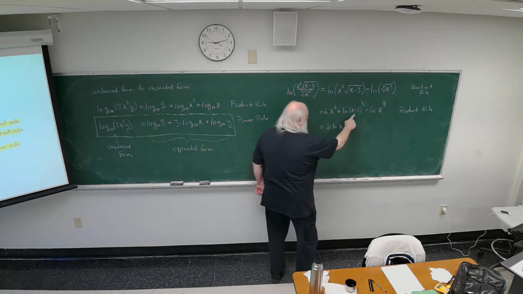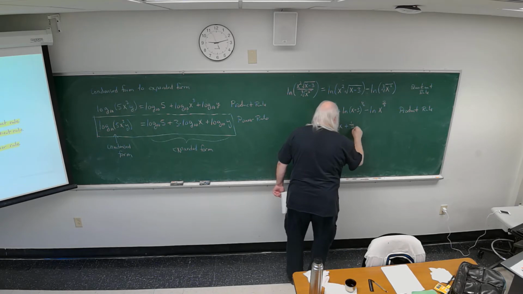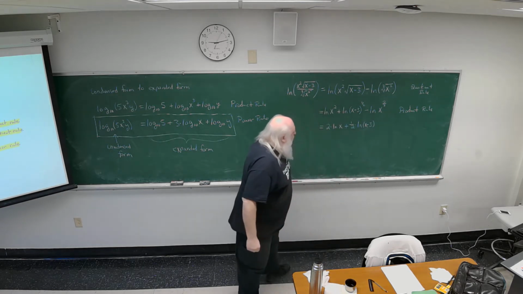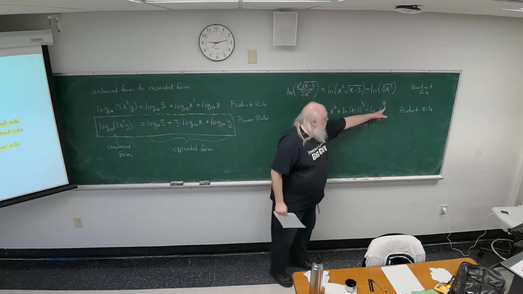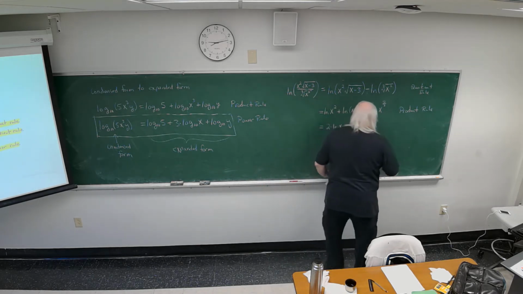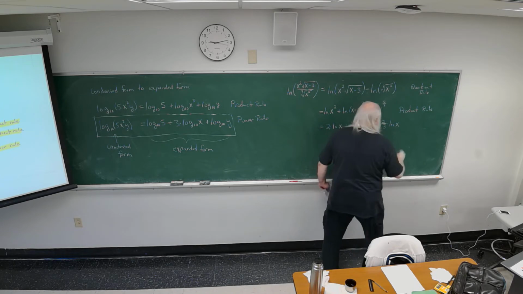And then by the power rule, this exponent 1/2 can be brought down from the natural log. We have 1/2 times the natural log of x minus 3. And then by the power rule, this 2/3 can be brought down from the natural log. We have minus 2/3 times the natural log of x.